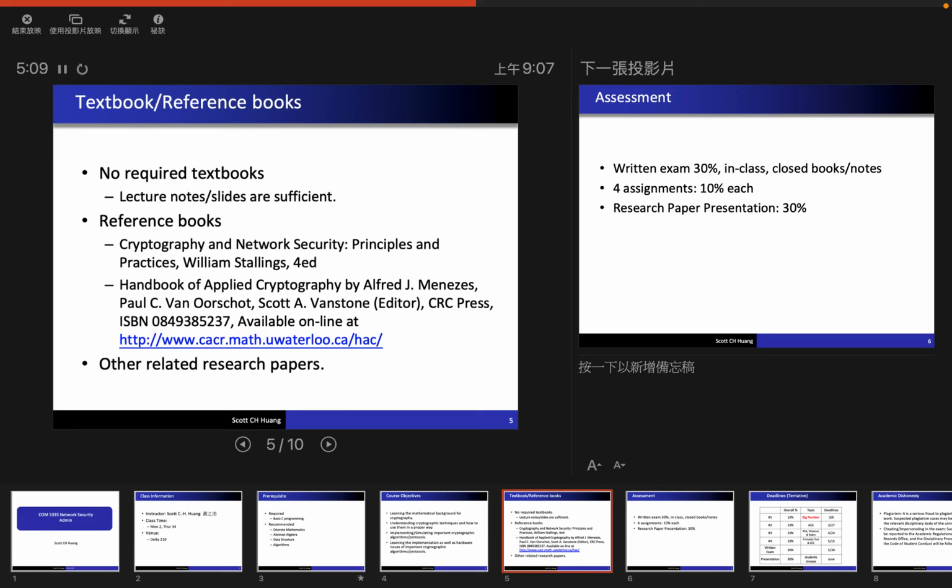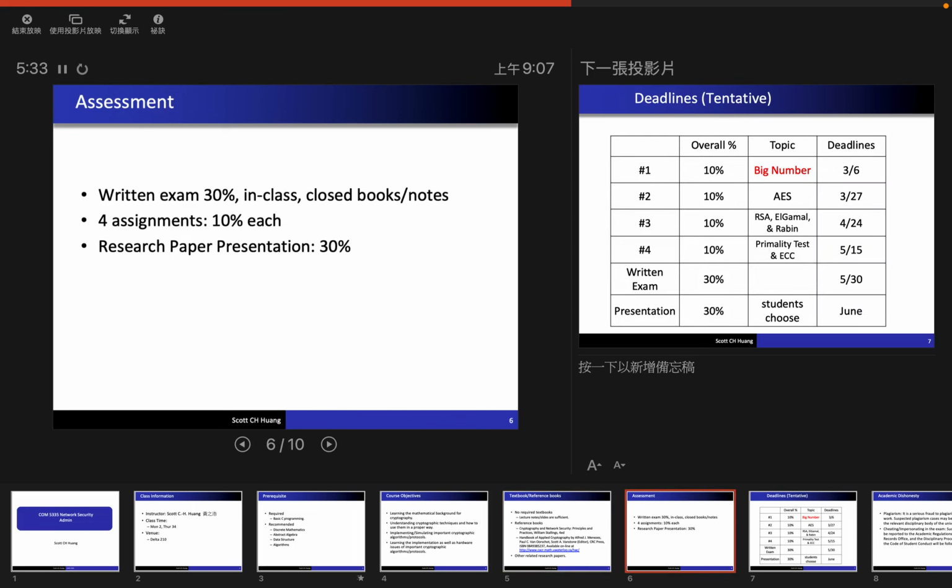We also want you to read some related research papers. There won't be any final exams. Instead, you read some research papers and give a presentation. So that's pretty much what it is.